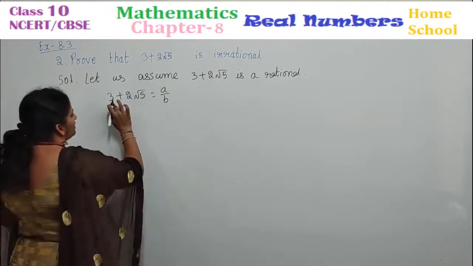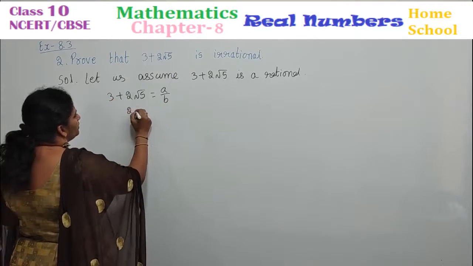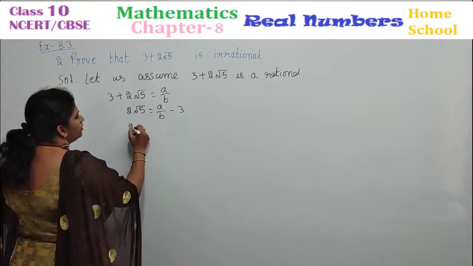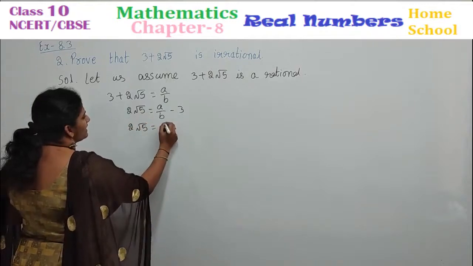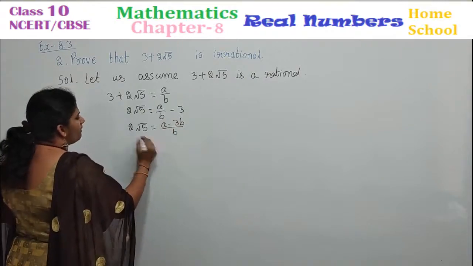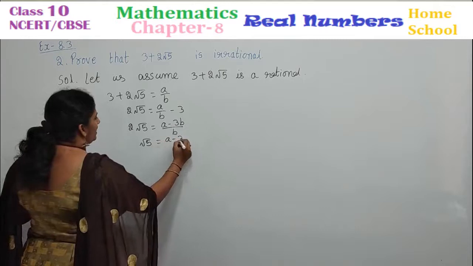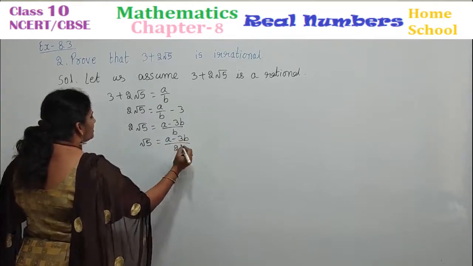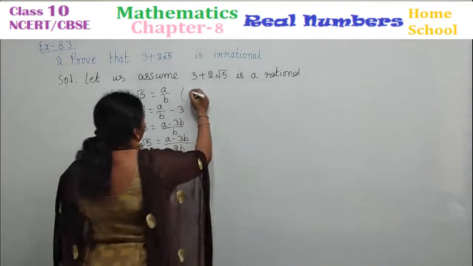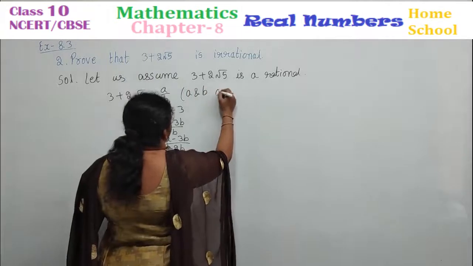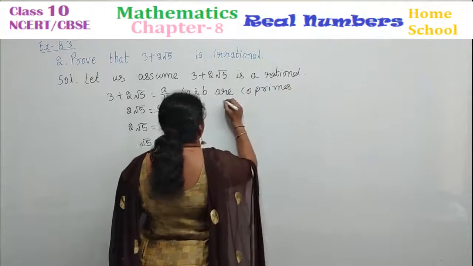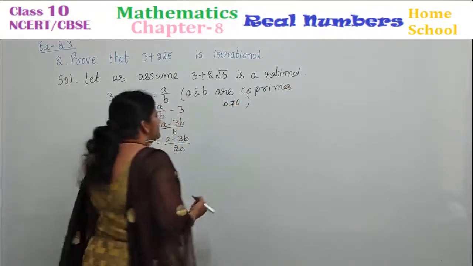Look here carefully. This 3 send other side. 2 root 5 is equal to a by b minus 3. 2 root 5 is equal to, do LCM, (a minus 3b) by b. And now this 2 multiplies, send this side, it will be divided. (a minus 3b) by 2b. So when we assume it as a by b, you can write that where a and b are co-primes, and b cannot be equal to 0.